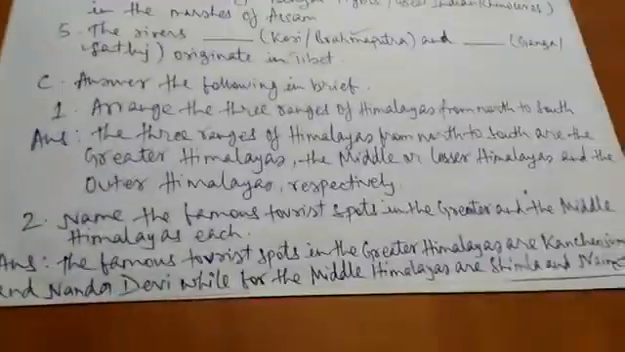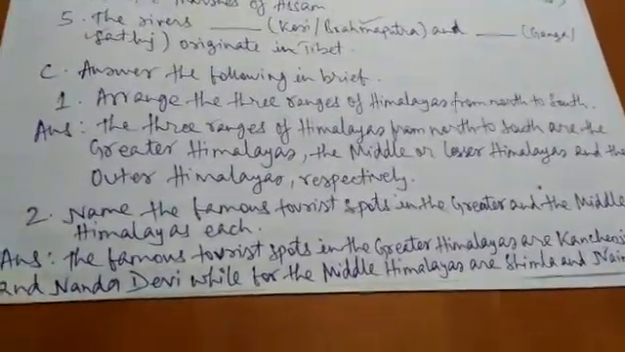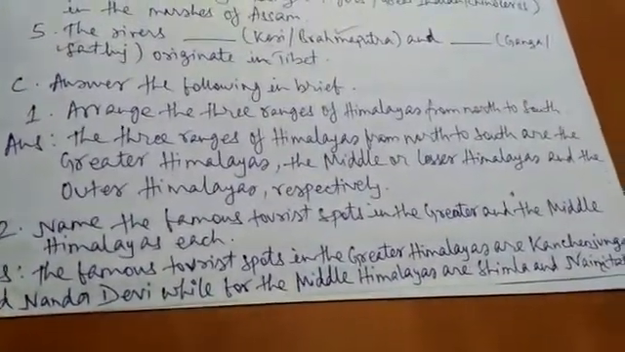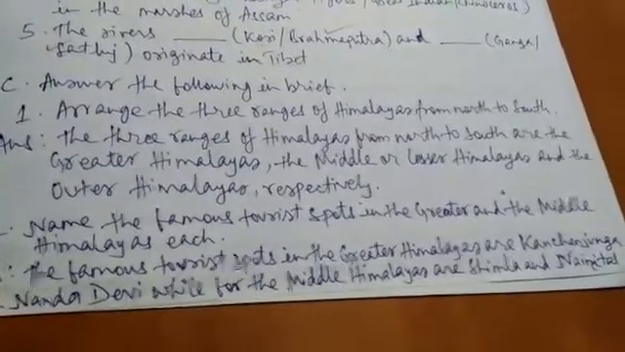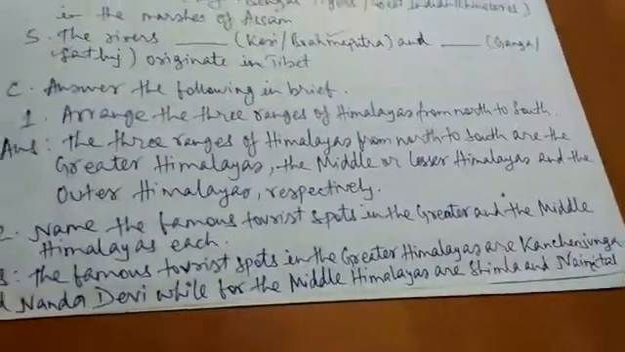Question number 2. Name the famous tourist spots in the Greater and the Middle Himalayas each. So the answer is the famous tourist spots in the Greater Himalayas are Kanchenjunga and Nanda Devi, while for the Middle Himalayas are Shimla and Nainital.